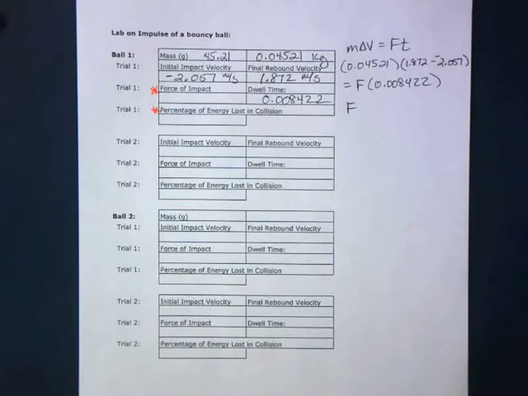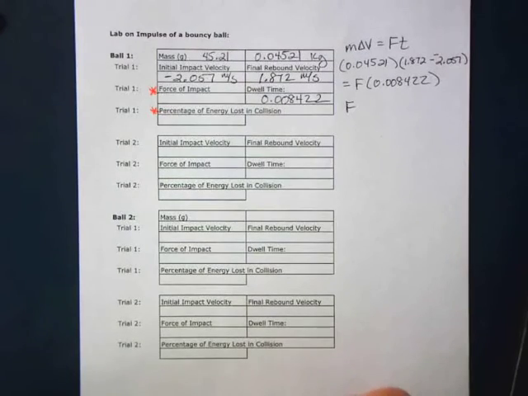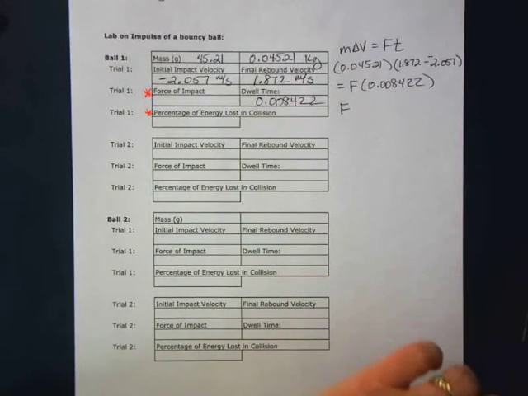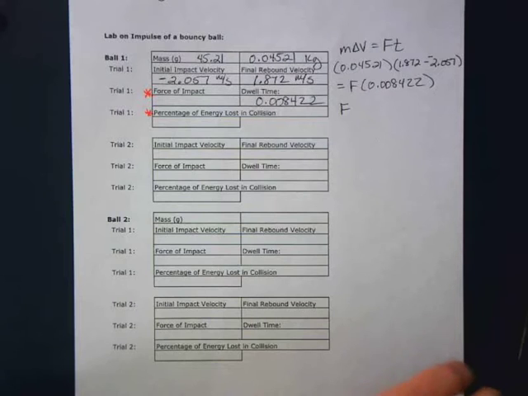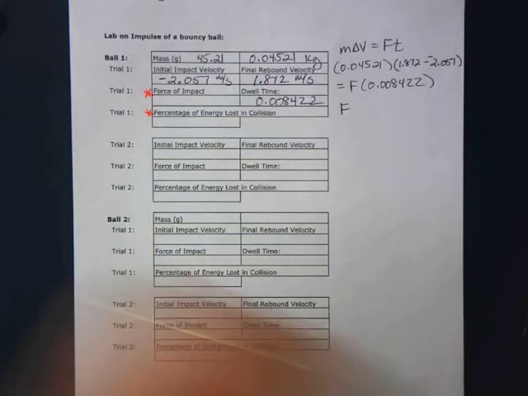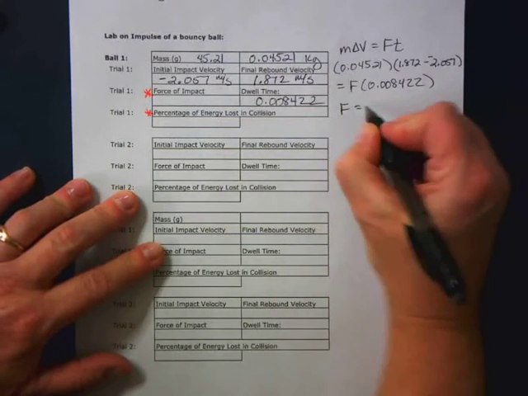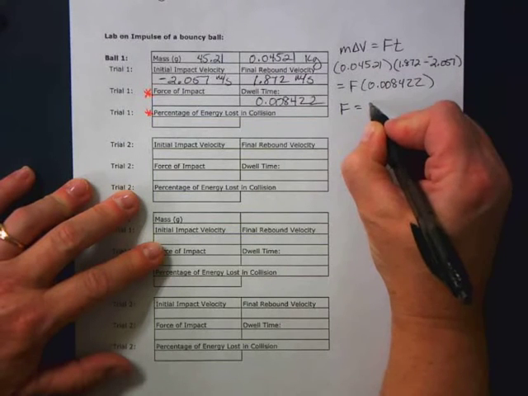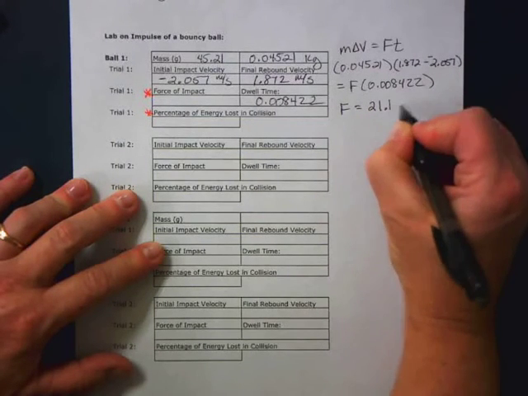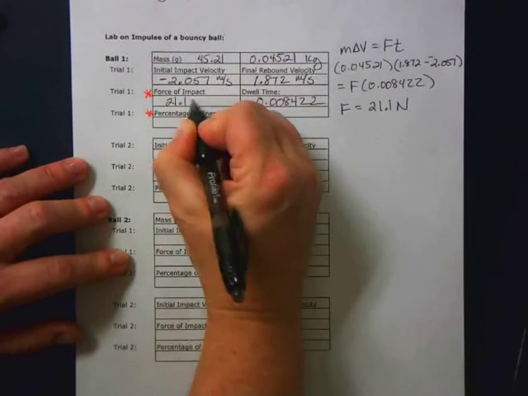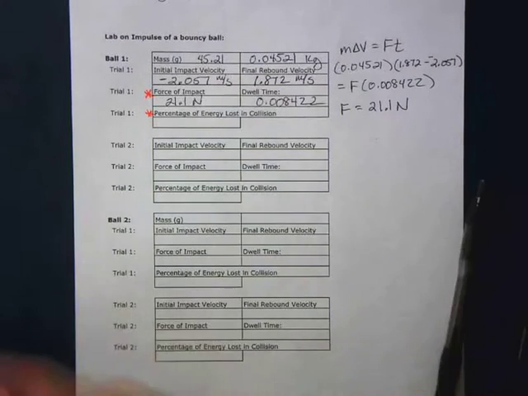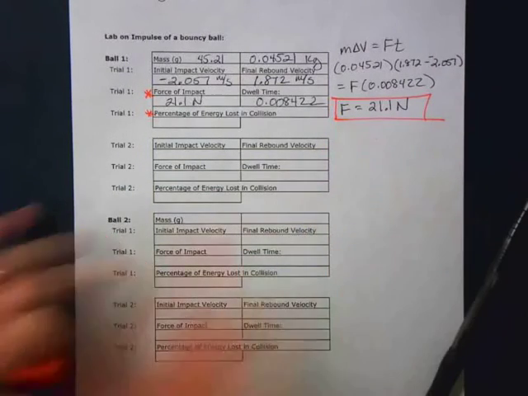So for this sample, come here, Herschel. I got a 21 Newton force. That's pretty big. I think I may have put some extra zeros in here compared to what most of you guys had. So 21.1 newtons. Okay? So that's how you calculate force.